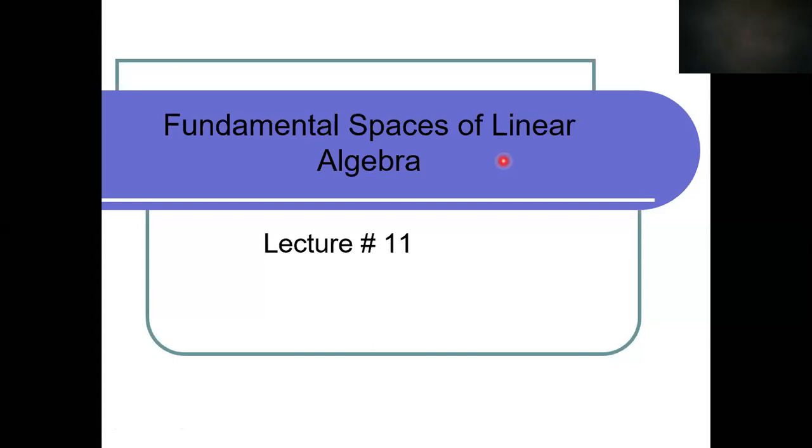Today our lecture is about the four fundamental spaces of linear algebra. Dear student, these four fundamental spaces play an important role in other concepts of linear algebra. I mean to say these concepts are utilized in inner product spaces and then orthogonal bases, then other things like singular value decompositions.